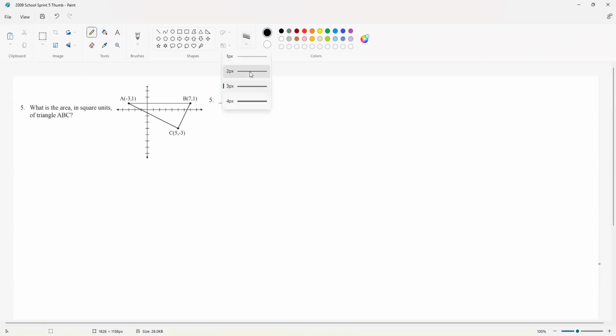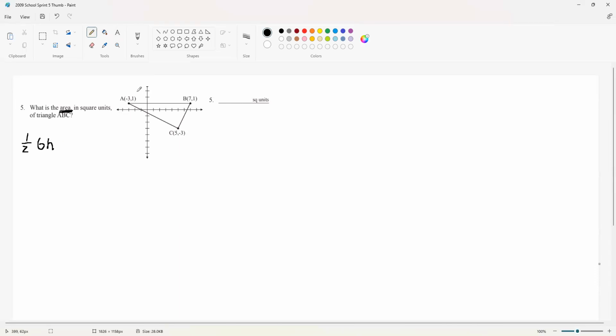We're going to be working on question number 5. We can see that this is a geometry question, and we're going to be working with a triangle. We want to find the area of the triangle. So let's get into it. First, we need to know the formula for the area of a triangle, which is 1/2 base times height.